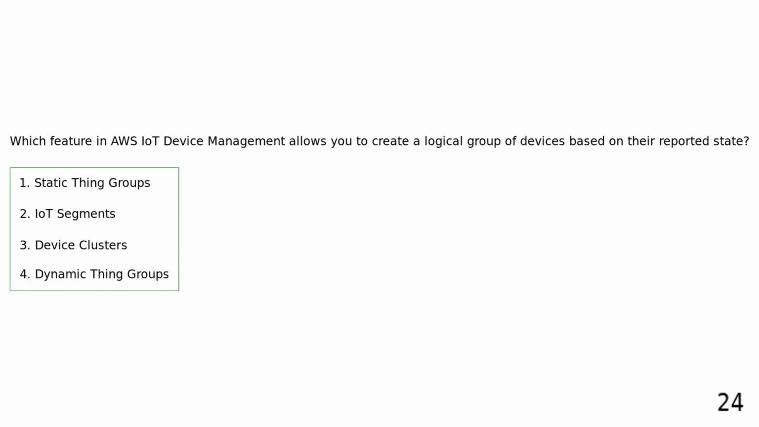Which feature in AWS IoT Device Management allows you to create a logical group of devices based on their reported state? Static thing groups, IoT segments, device clusters, dynamic thing groups.